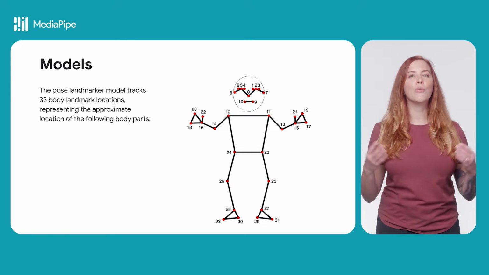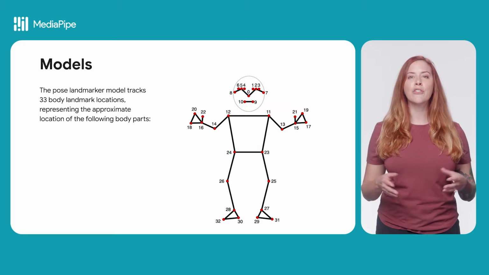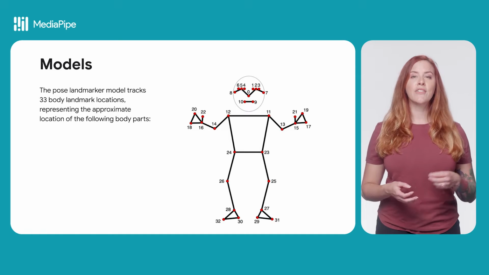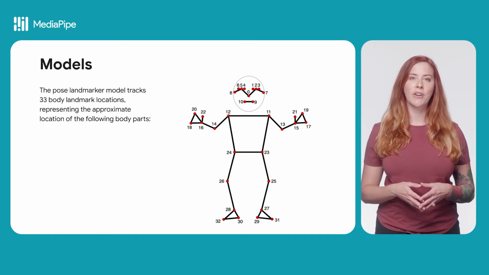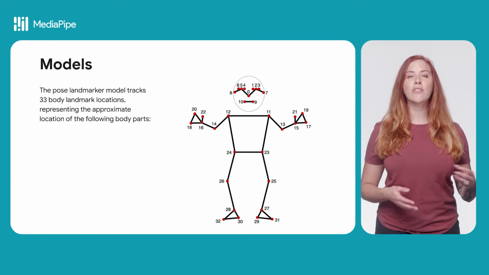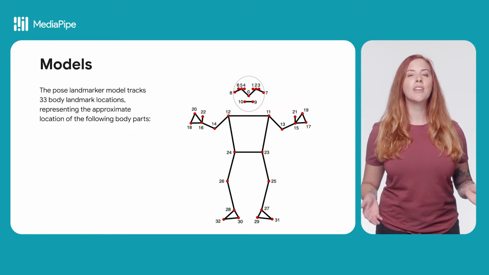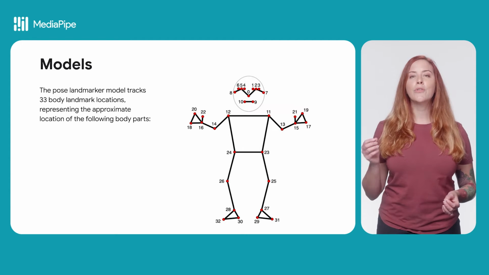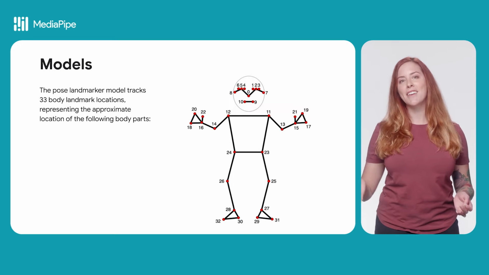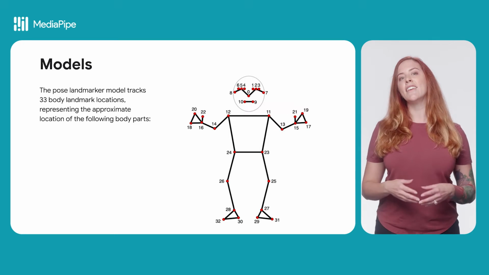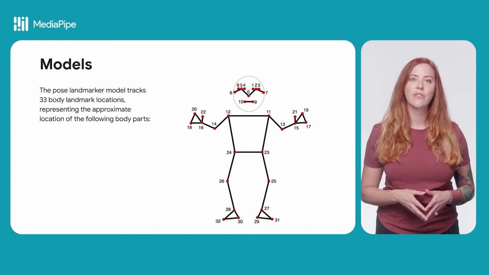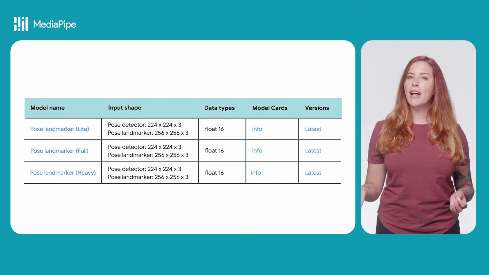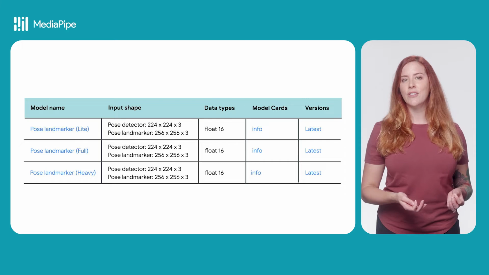If you're someone who likes to get into the weeds on a topic, I've included a link to research papers on GHUM and the Blaze Pose model. The pose detection model detects the presence of bodies with a few key pose landmarks, while the pose landmarker model tracks 33 body landmark locations, representing the approximate location of the body parts shown in this diagram. Eyes, nose, mouth, ears, shoulders, elbows, wrists, pinkies, index fingers, thumbs, hips, knees, ankles, and feet are all marked with key points. There are light, full, and heavy versions of the model. Each strikes a different balance between speed, size, and accuracy.